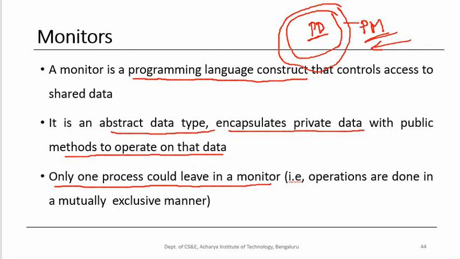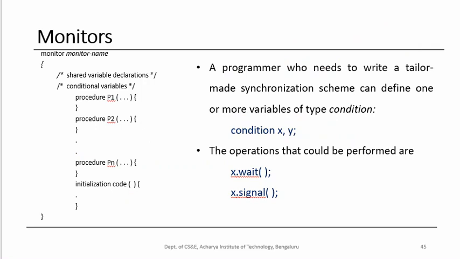Now let's see the structure of a monitor, and let us also schematically represent the monitor. A monitor actually looks like this. This is a programming construct, or you can say the reserved word monitor, and this is a user-defined name for the monitor. Inside the monitor you can define a list of shared variables, and there are something called condition variables.